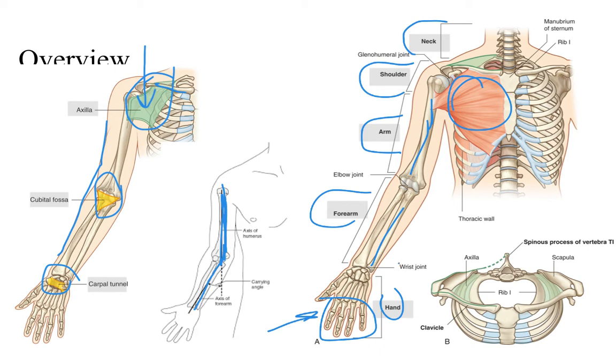All right, and then to the right here, just to point out the girdle that's going to be holding your upper limb in place. That includes the clavicle, the scapula, as well as rib 1, and that's going to form the basis, the potential space for the axilla. And again, we're going to be talking about that as we move along.